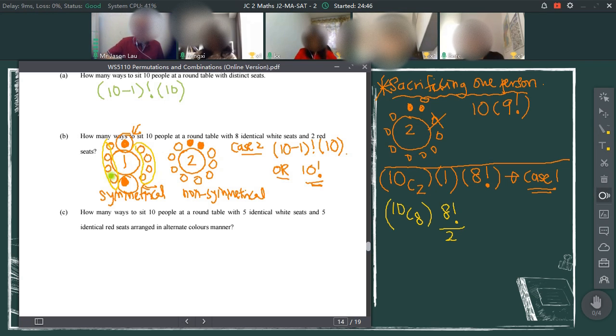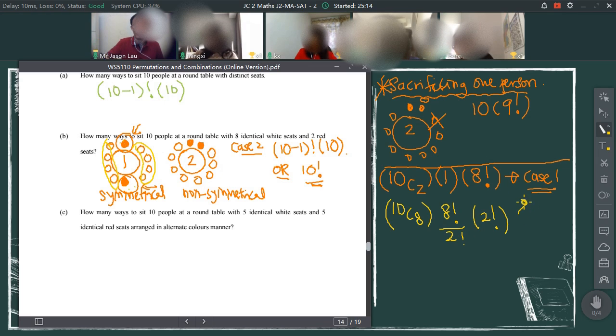The swapping may be the same. When they swap, they also have the same number, right? So you have to divide by 2 factorial. But then after that, you times 2 factorial. The reason is that the two remaining people now have two distinct ways to sit between the red seats. Why? Because the 8 people already seated already have a distinct position. Okay? So this is the same answer.